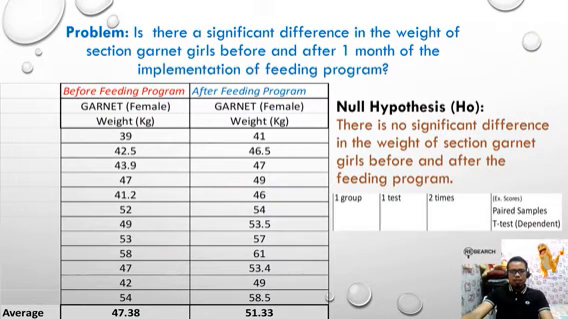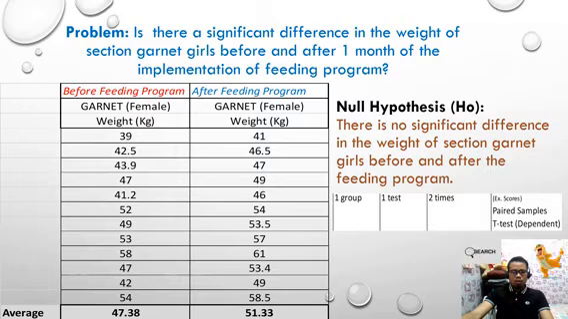Is there a significant difference in the weight of section garnet girls before and after 1 month of implementation of a feeding program? So imagine that the school implemented a feeding program for 1 month and we have the same group, same respondents. Before the feeding program, these are the weights of our respondents. We have 39 to 54. And after 1 month, after the feeding program, this is now their weight.